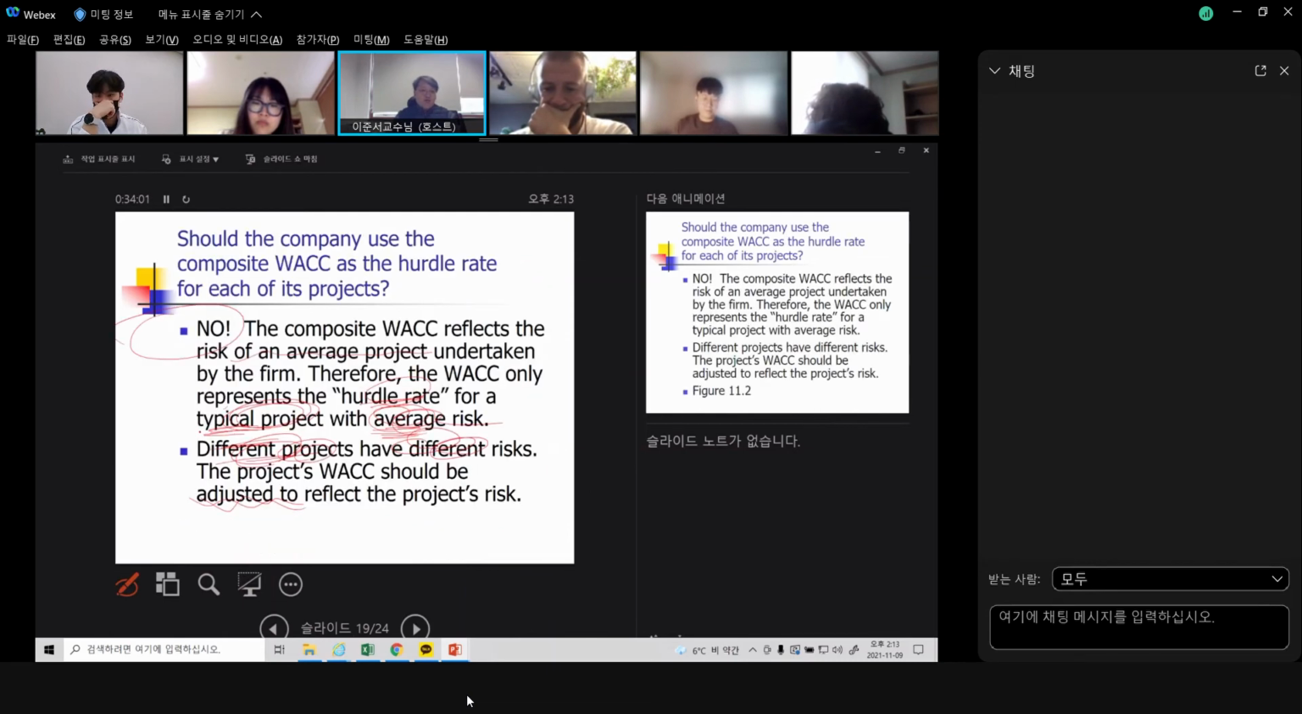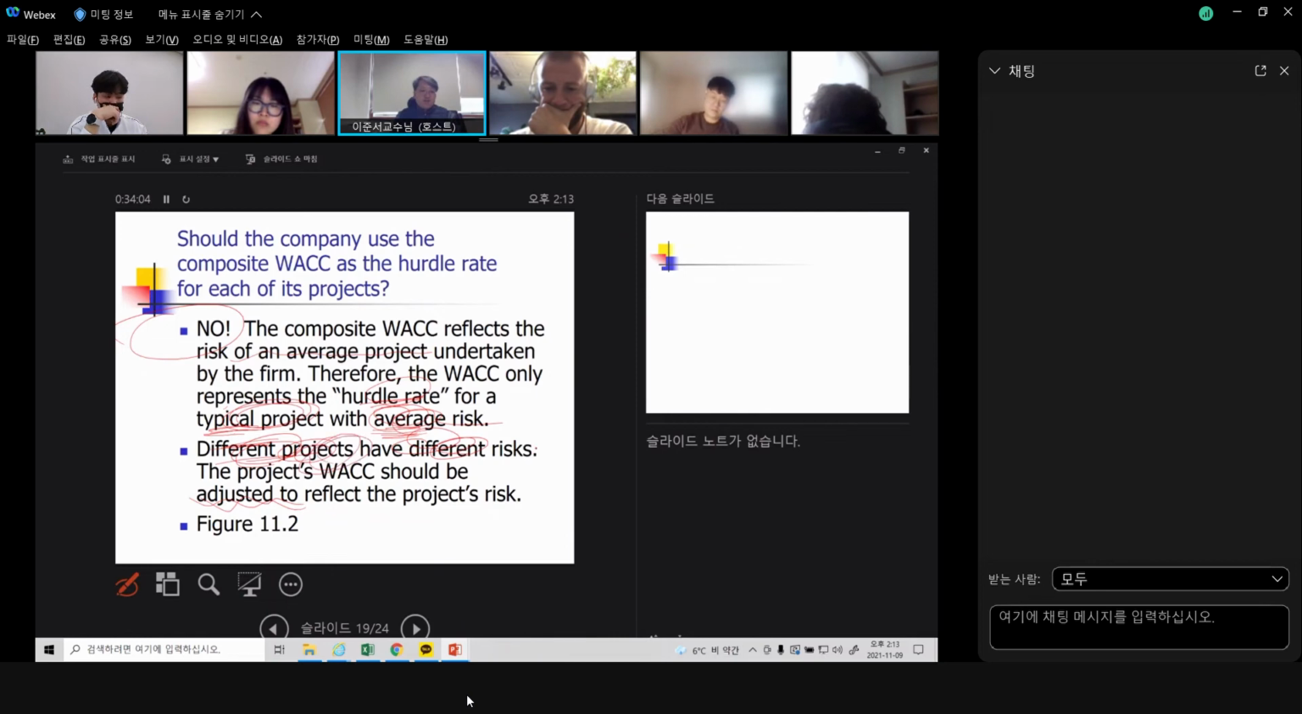Each project has a different risk. So if we make the decision, we should use not the composite WACC, but the division WACC. Each project has different risk, so we should calculate the WACC of the specific project, reflecting the project risk.